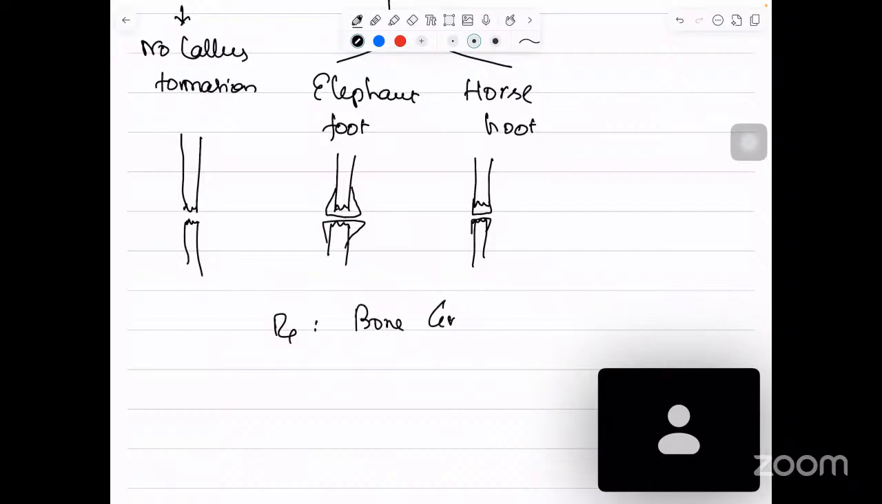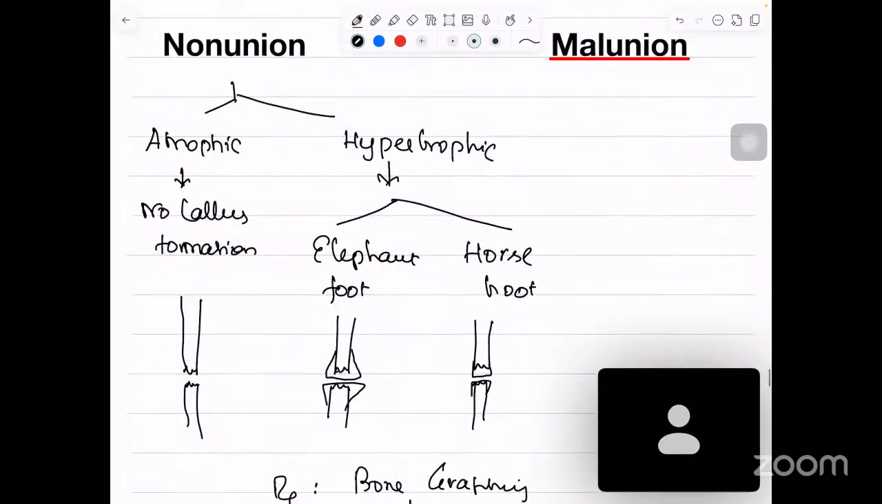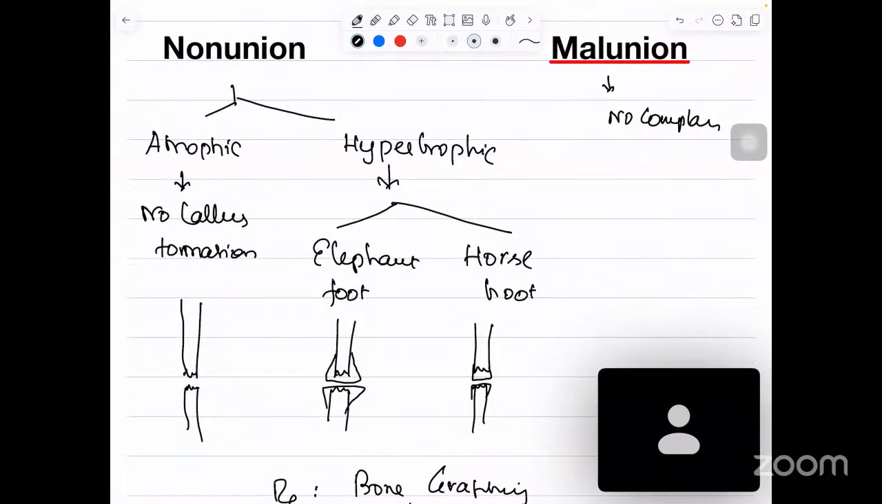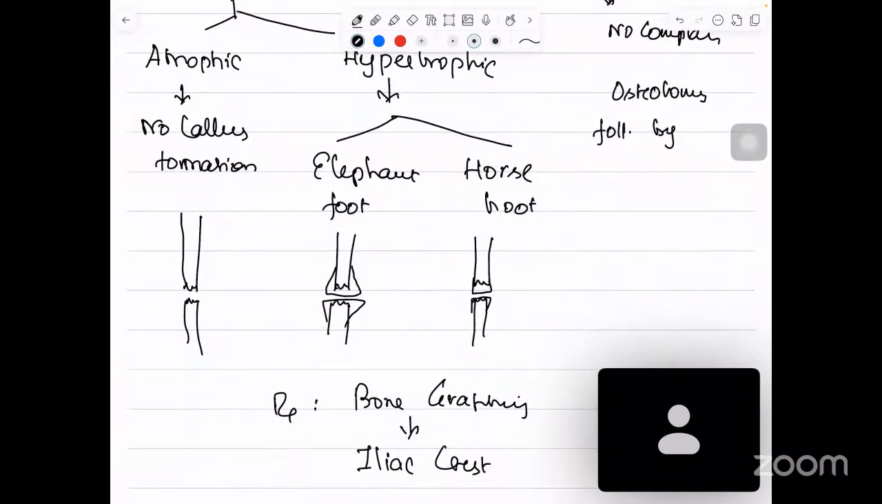Bone grafting. Apart from this, where do you take this bone graft from? From the iliac crest. Okay. Non-union, malunion. Malunion, if the patient doesn't have any complaints, you can just leave it. Or if there is any pain or the patient has a deformity or something like that, you need to go for osteotomy, which means breaking the bone by surgical methods, followed by internal fixation with bone grafting. Okay.